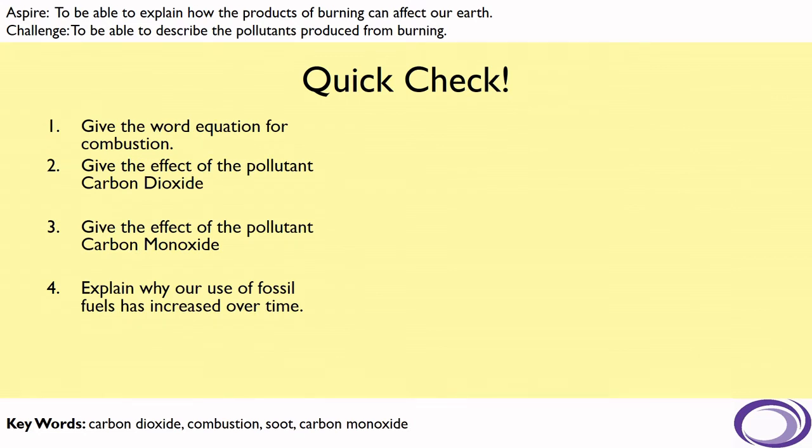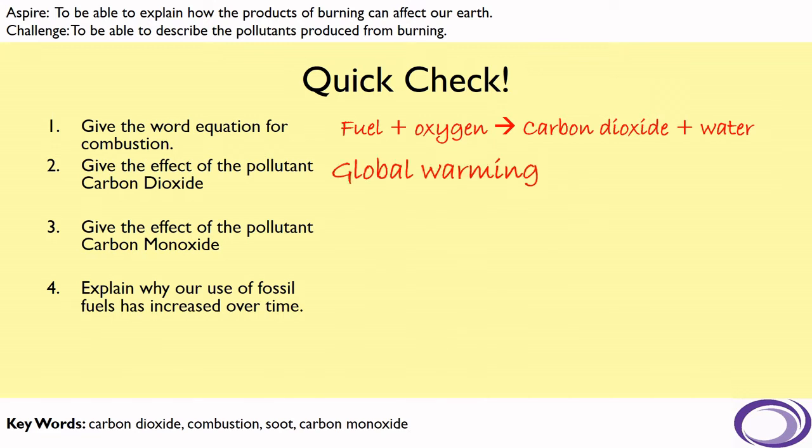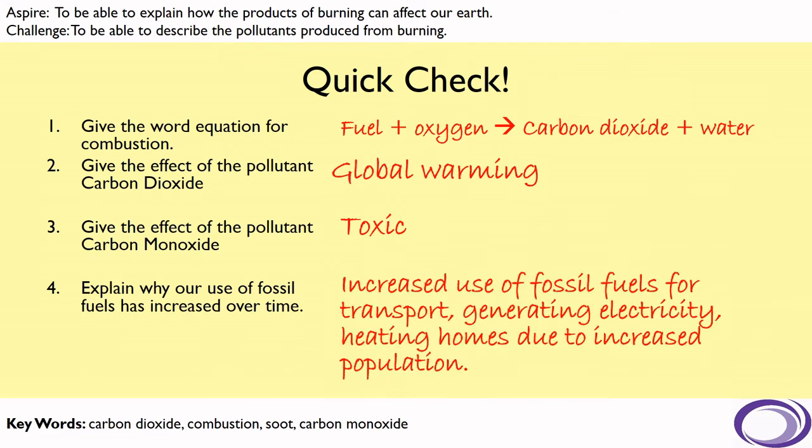The word equation for combustion is fuel plus oxygen forms carbon dioxide and water. Carbon dioxide is linked to global warming as it's a greenhouse gas. Carbon monoxide is toxic. And our use of fossil fuels has increased because we use them for transport, generating electricity and heating homes. Now, due to our increased population, that means we need more of these resources.